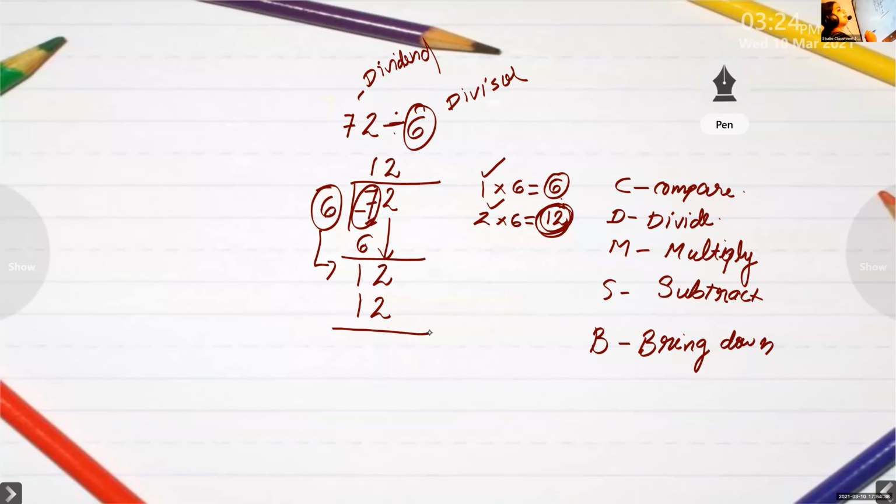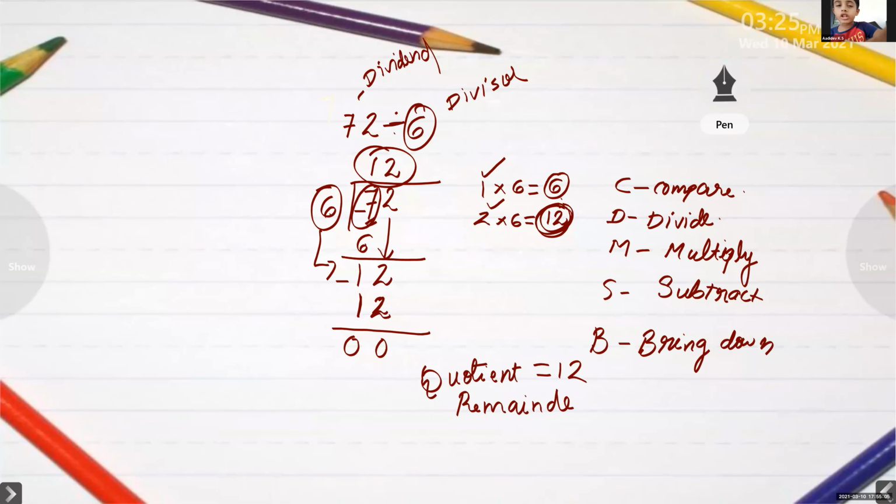Next step is Divide. Multiply. Multiplication is over, that's why we have written 12. Subtract. 12 minus 12 you will get? 0. So what is the quotient we got? 12. What is the remainder? 0. Okay. Now have you all understood the steps?